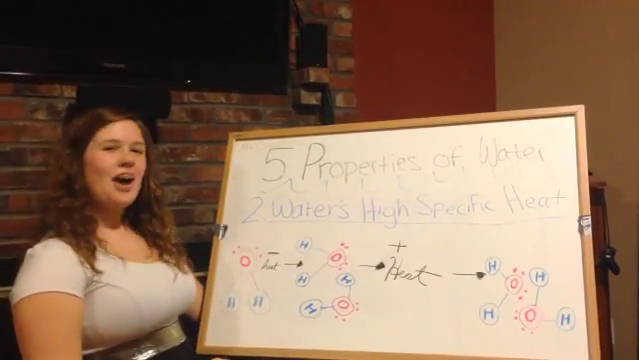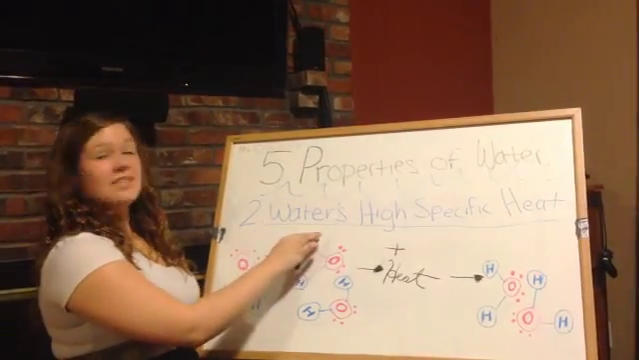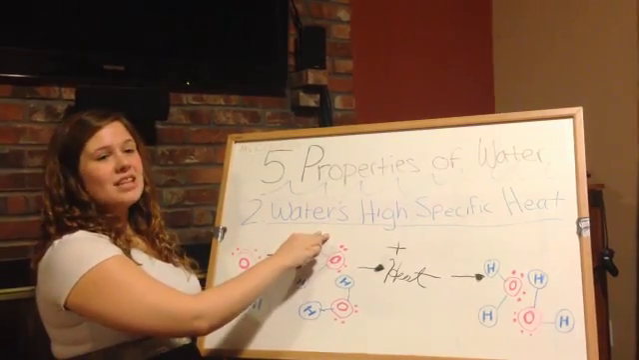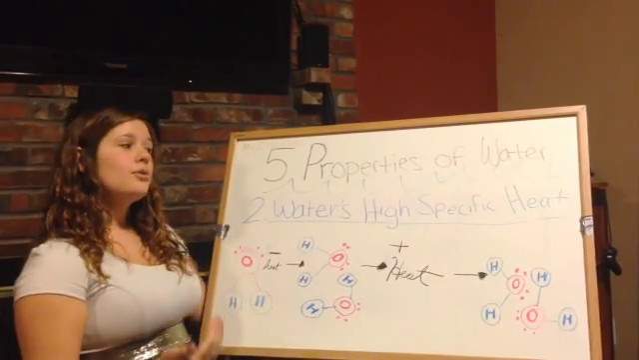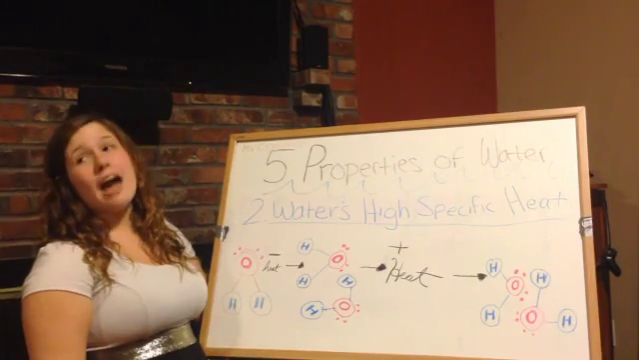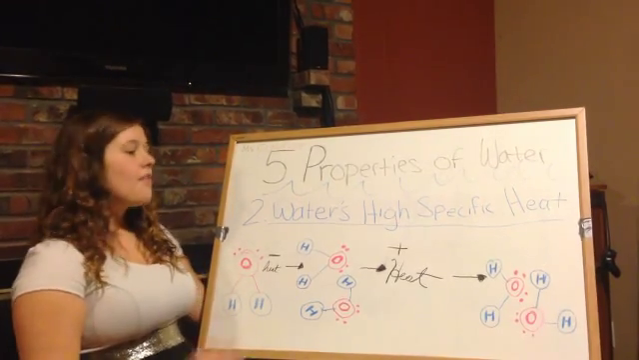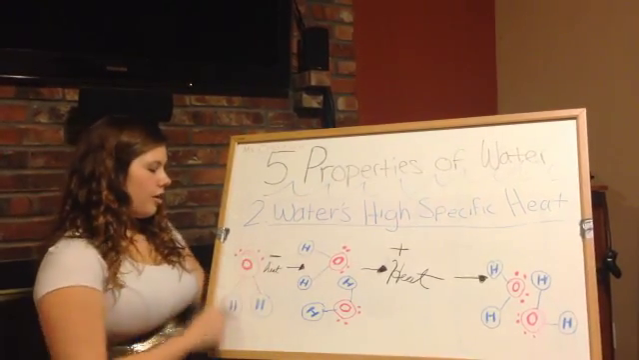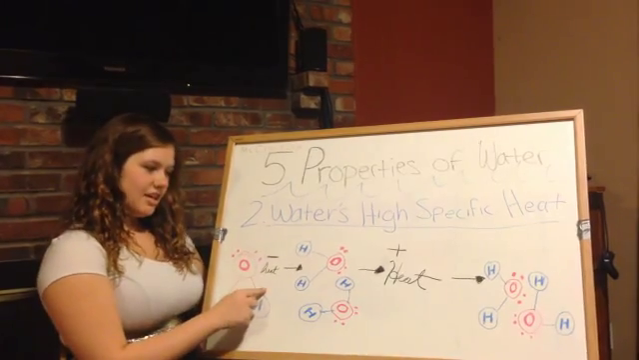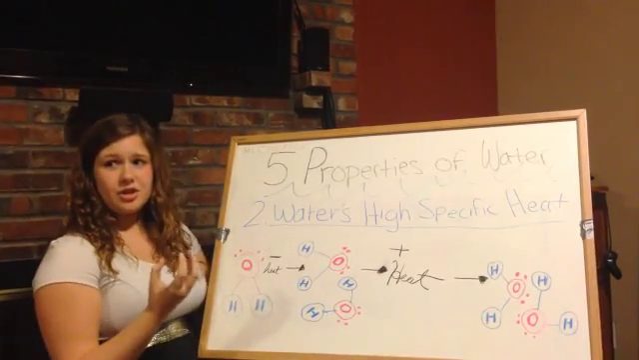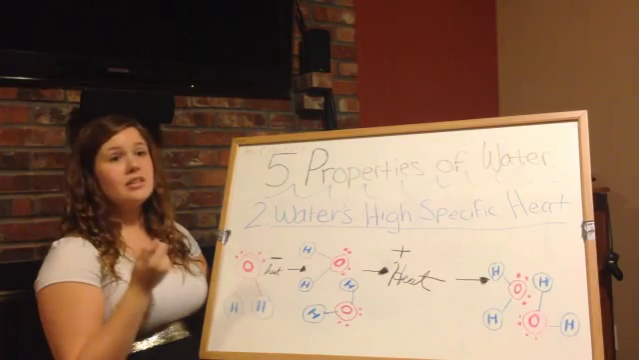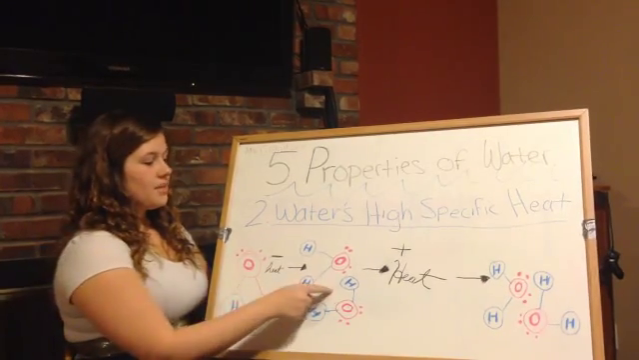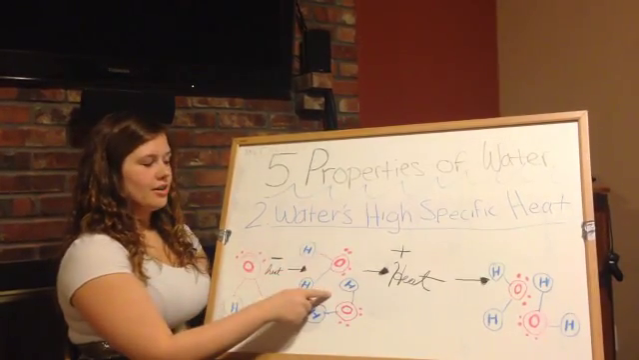So, today's topic is water's high specific heat. That means that water can gain or lose a lot of heat without changing its temperature. This is because water molecules, when they lose heat, will form a lattice structure to keep the molecules together because they're getting colder. They form this strong hydrogen bond.